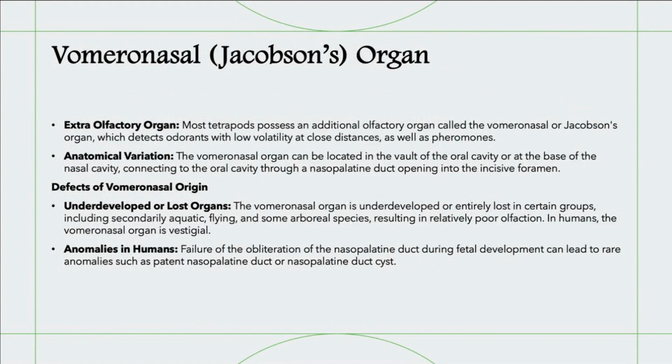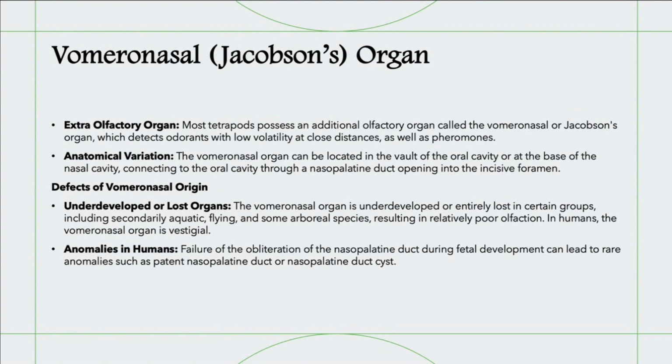The vomeronasal, or the Jacobson's organ, is something that most tetrapods will have, and this detects odorants with low volatility at close distances. Volatility is basically the gases; it's how dense the gas would be. So basically, the vomeronasal organ improves olfaction. It allows them to smell things which they would have otherwise not been able to smell had they not had this organ. So they can also smell things like pheromones in this way.